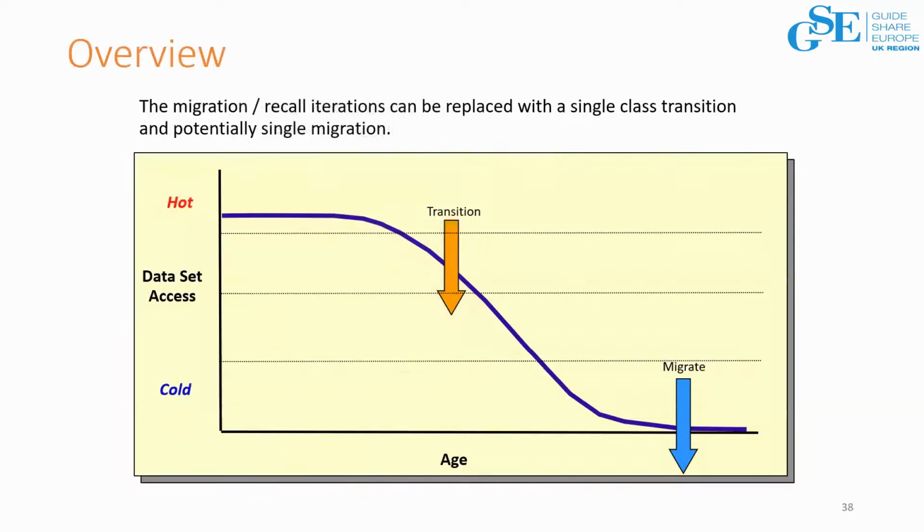And so here we see the difference when HSM is managing that data set with class transitions. You can see there's a single class transition that replaced those multiple migration recall cycles, and that's reducing CPU. And then that data set's not migrated until it's very cold and it's no longer really being accessed at all.